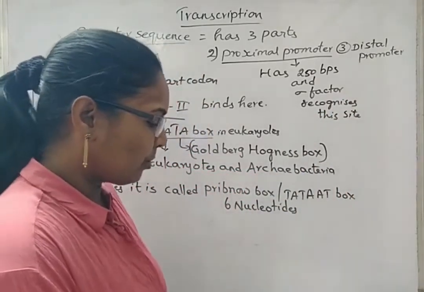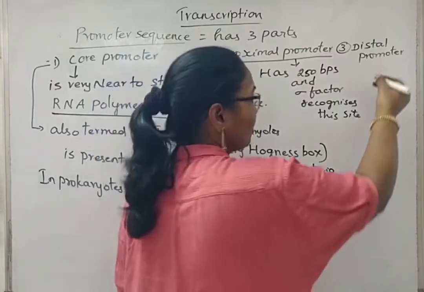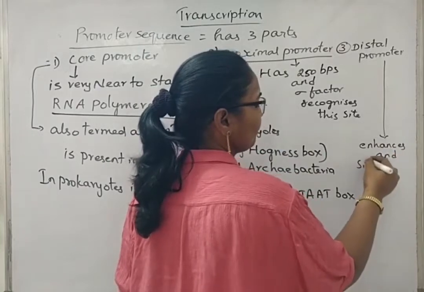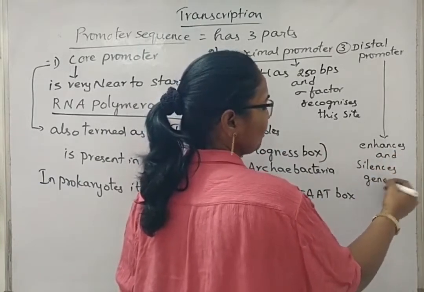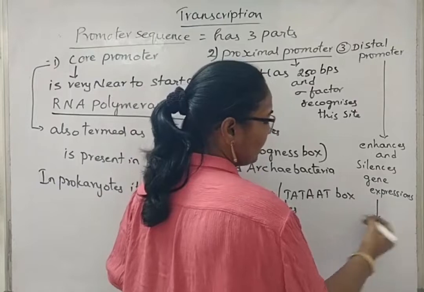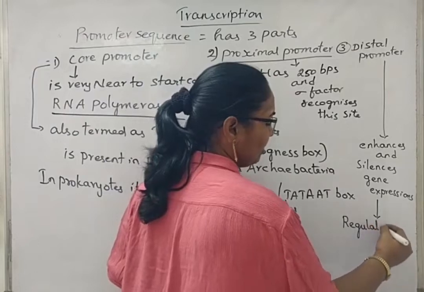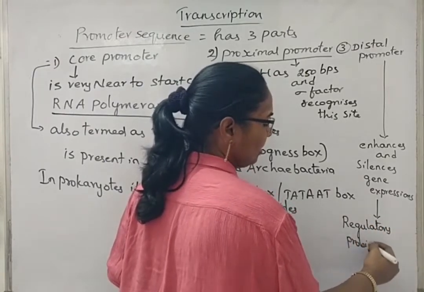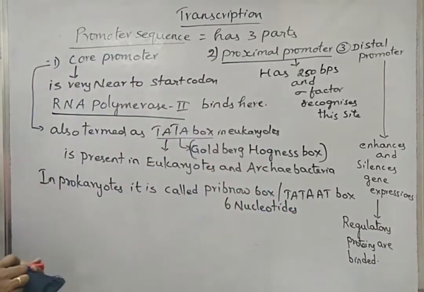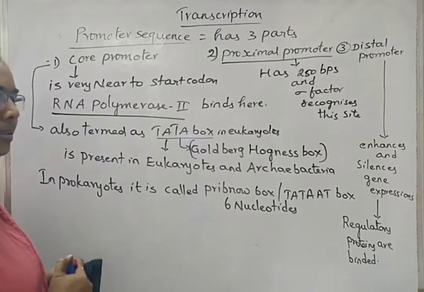Then what about the distal promoter? It is also called the silencing gene expression area. So it enhances and silences gene expressions. This is the area where regulatory proteins are bound. So this is about the promoter sequence, which binds at the upstream area of the transcription place.